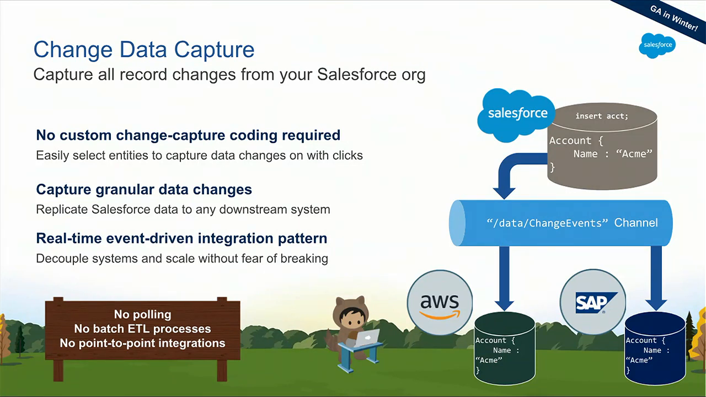So on the right, you can see just a quick example. I'm inserting an account into Salesforce with the name Acme. I'm publishing that insert event to my event bus. In this case, I'm publishing to the data change events channel. That's the fire hose of all data changes from your Salesforce org. And then I have two subscribers, AWS and SAP, receiving that change event in real time.